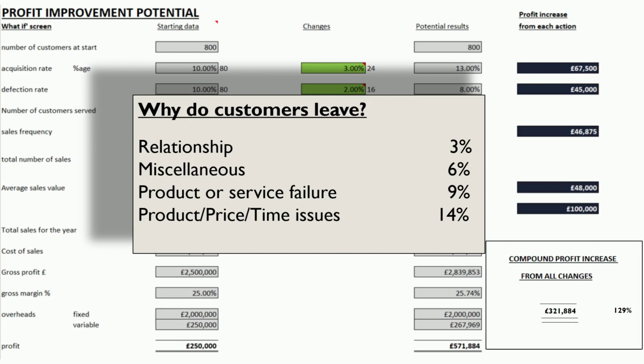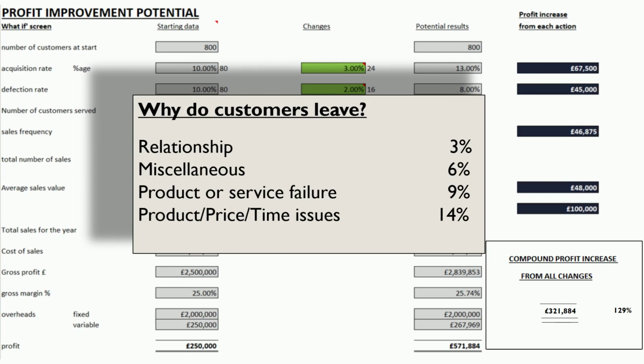The second group was lumped into a miscellaneous category, a small number of issues, maybe inadequate parking, working hours didn't work out quite right. So a small number of individual things added up to about 6% of customers deciding to go and shop somewhere else. The numbers start to get a little bigger from here. So the next category, product or service failure, 9% of customers who left because you screwed up.